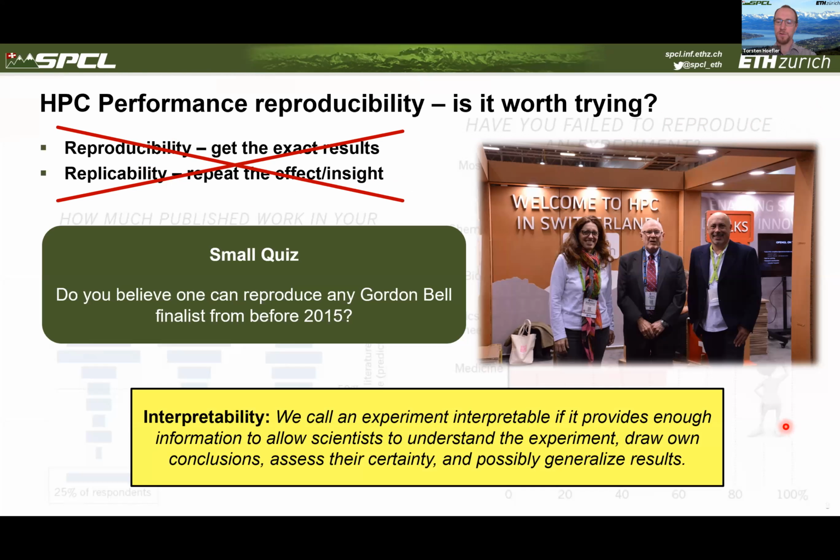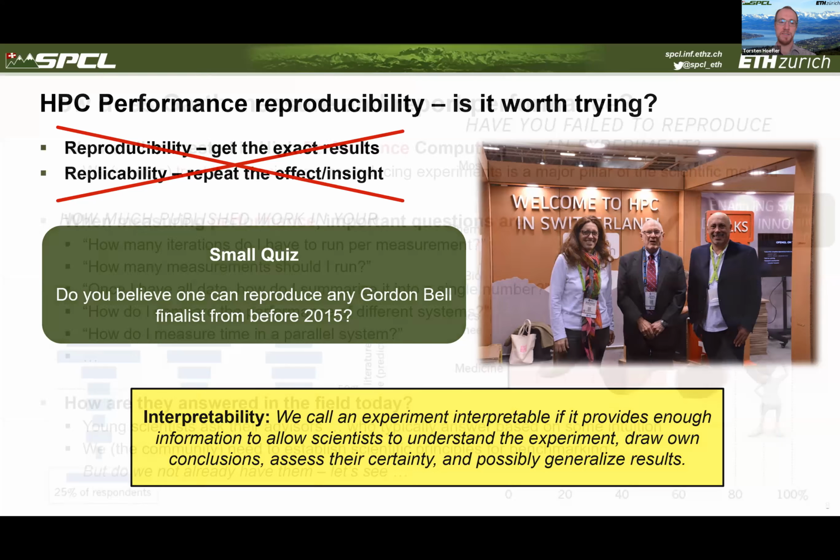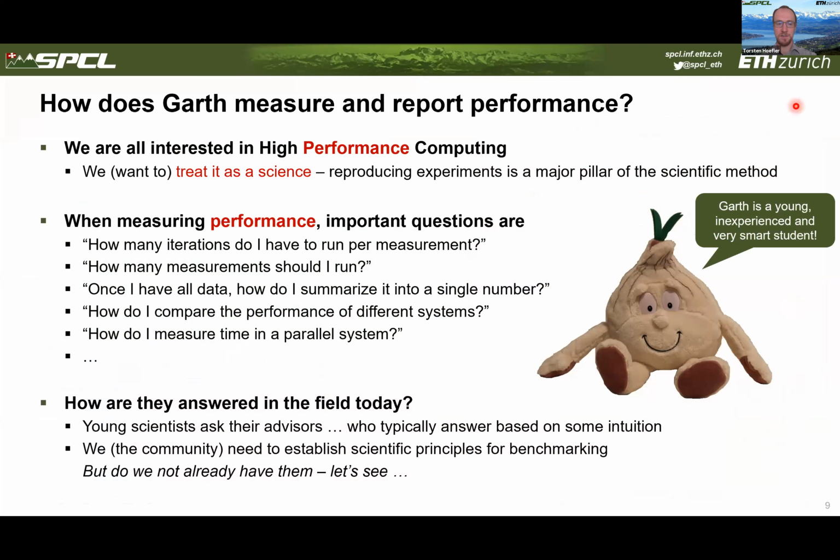And this is why I want to advocate a different measure that could replace reproducibility. And that goes a little bit beyond, it's also more complicated, but this is our only chance, I think, which is interpretability. So here we call an experiment interpretable if it provides enough information to allow scientists to understand the experiment, draw own conclusions, assess their certainty, and possibly generalize the results. Right? So we do not only bank on reproducibility, which is incredibly important, but we also want to make scientists understand the results.